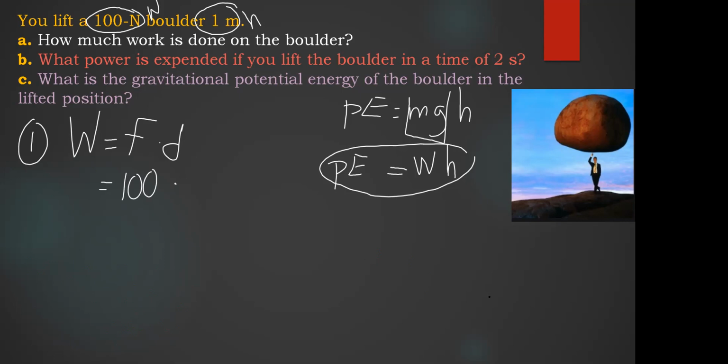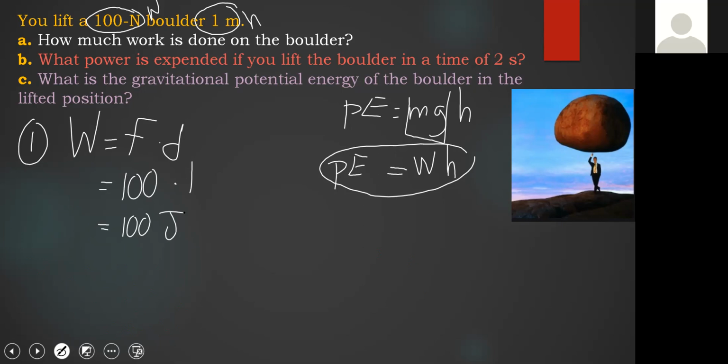What is the distance here? It is 1 meter. So the final answer is 100 joule, as Susan said. Look at me. So the work here is F times D. The force that is used here, there's no other force, just only the weight. So it is 100 times the distance, which is 1. So it will be 100 joule.